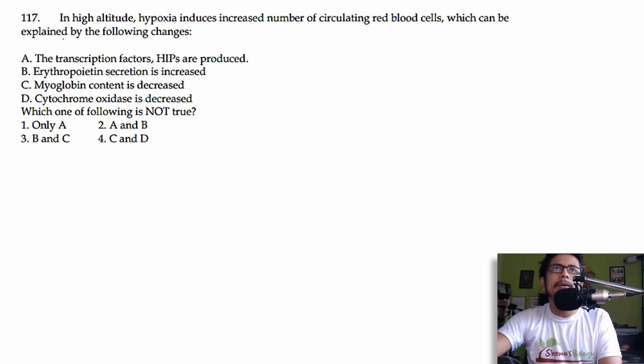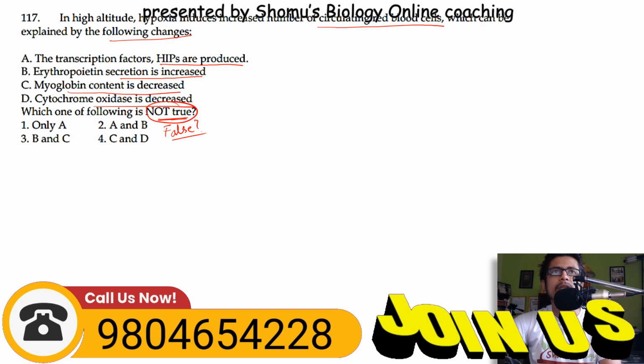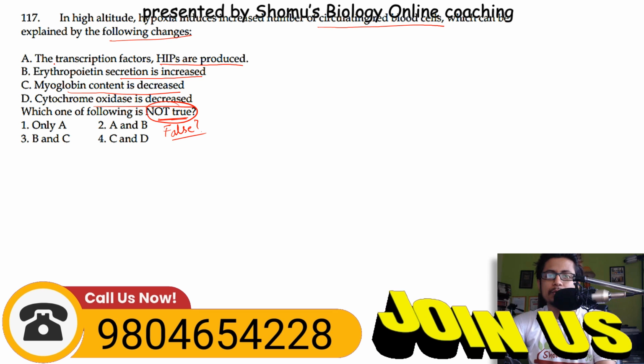Now another interesting question. At high altitude, hypoxia increases the number of circulating red blood cells, which can be explained by the following changes. A. The transcription factors HIFs are produced. B. Erythropoietin secretion is increased. C. Myoglobin content is decreased. And D. Cytochrome oxidase is decreased. Now which of the following is not true? I told you always, whenever you see the term not true, you read it as false. Which of the following is false? Okay, so we are going to eliminate the true statements from there.